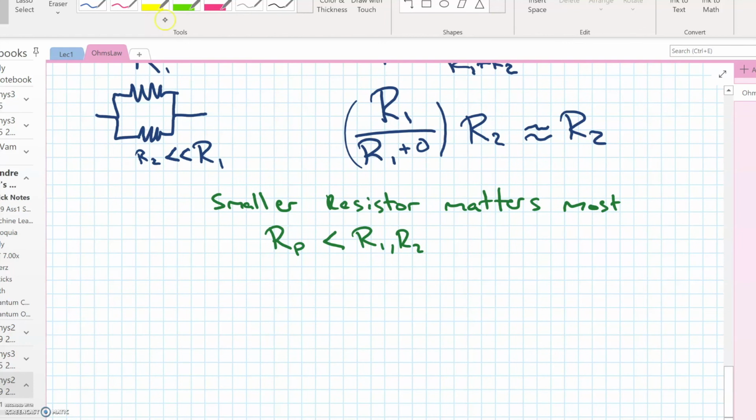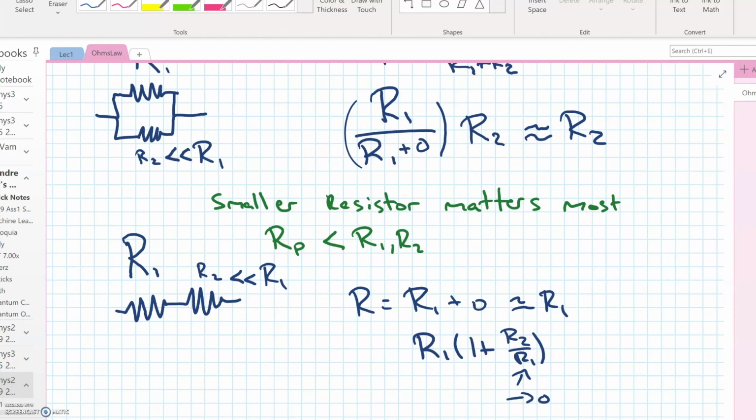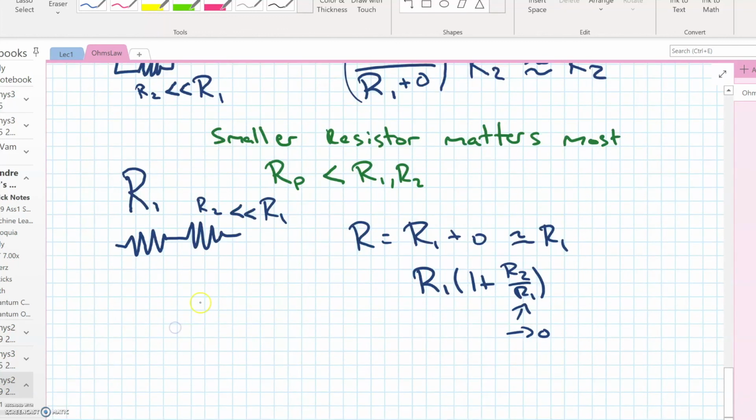The opposite is true for series. If we have one big resistor and one small resistor that's much, much less than R1, well, the total resistance is just going to be equal to R1 plus a tiny, tiny little blip. And that's approximately equal to R1. And if you want to see this slightly more formally, it's R1 times 1 plus R2 over R1. And as that goes to 0, we basically have a vanishing contribution. So for series, it is the larger resistance that pulls all the weight.